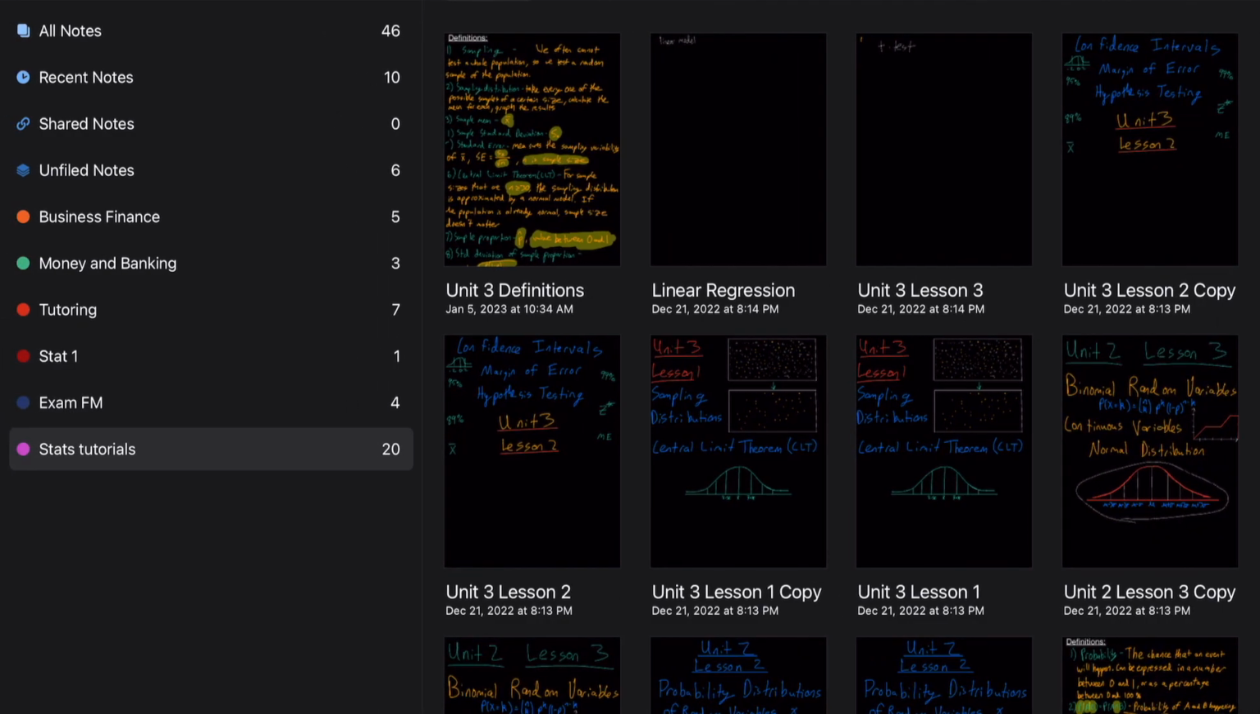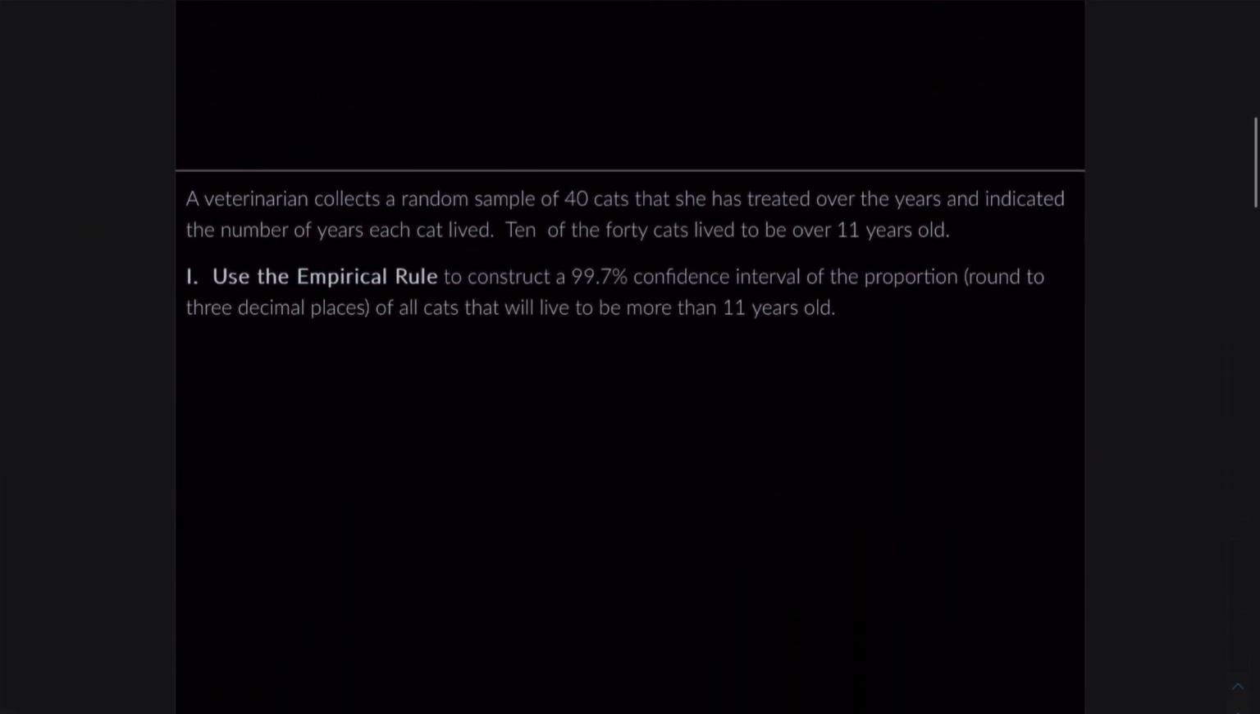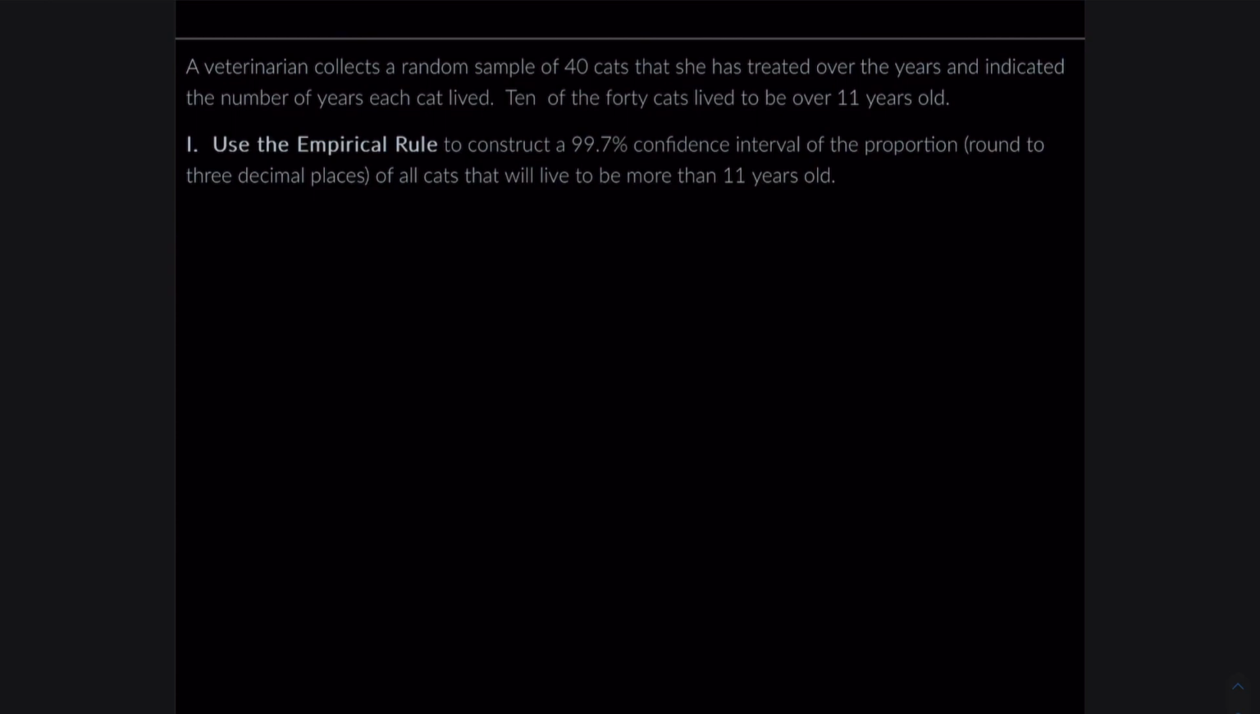Okay, so let's do it. First problem. A vet collects a random sample of 40 cats that she has treated over the years and indicates the number of years each cat lived. 10 of the 40 cats lived to be over 11 years old. So 10 of the 40 were the successes, and the other 30 would be the failures. Our p hat here, and remember this is proportions, so we're using p hat instead of x bar, would be 0.25, because this equals 10 over 40.